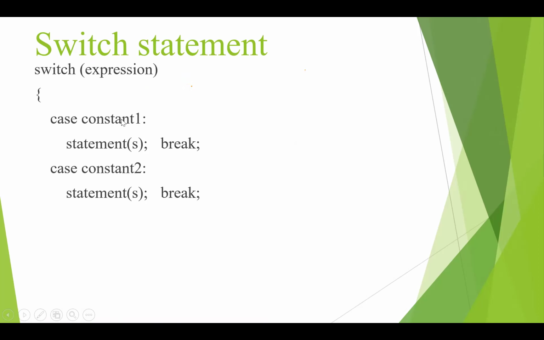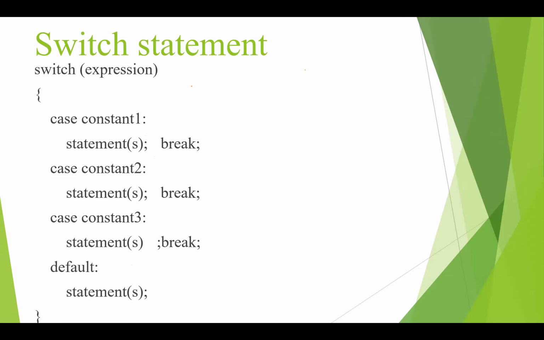Here, a group of cases is there, that is, so many blocks are there. Out of all the blocks, only one block needs to be executed depending on the expression. So, if the expression belongs to constant one, then these statements ought to be executed. And here we have to use break. Break means exit from the switch. See here, if the expression belongs to constant one, these statements are executed and break means coming out. That means the rest are not checked.